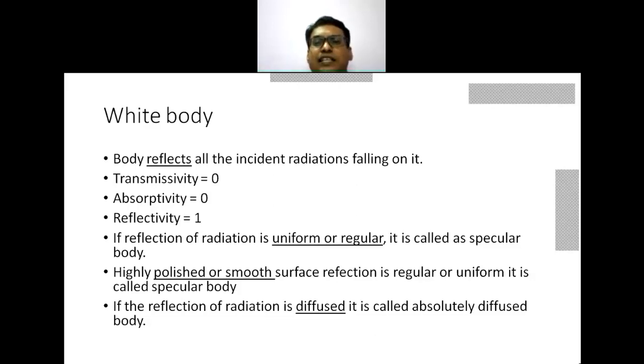Then a white body, a body that reflects all the incident radiation falling on it. So reflectivity equals 1. First we talked about transmittivity, now we are talking about reflectivity. So the body reflects all the incident radiation falling on it, the reflectivity is 1. If the reflection of radiation is uniform or regular, as with a highly polished or smooth surface, it is called a specular body. And if the reflection of radiation is diffused, it is called an absolute diffused body.